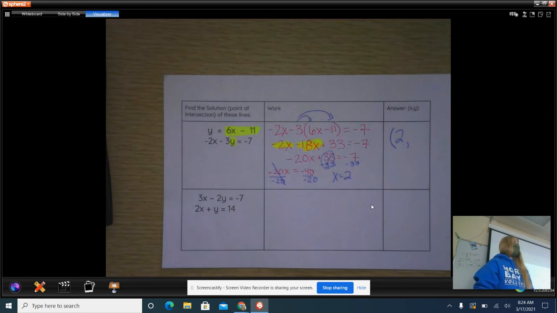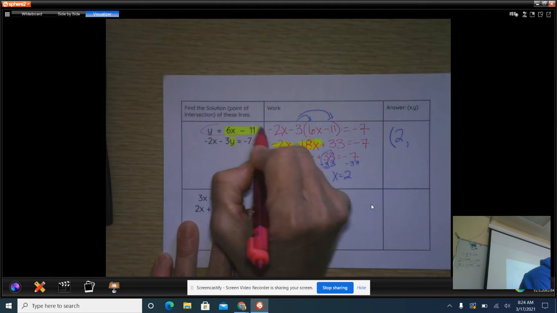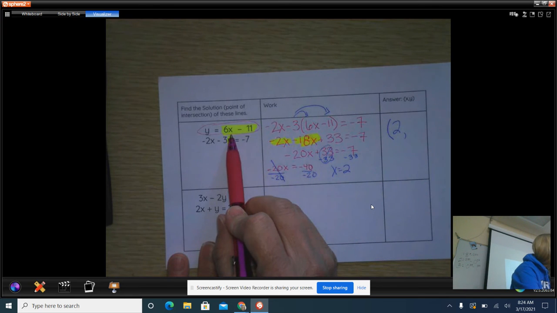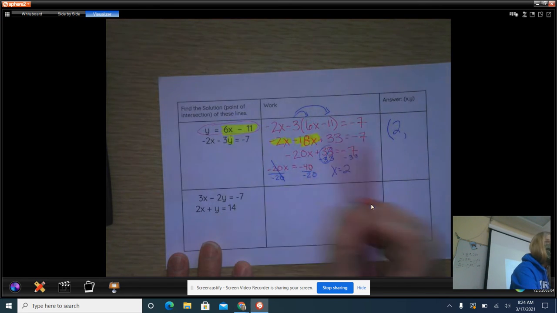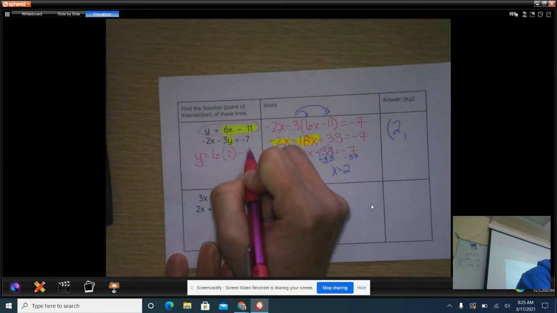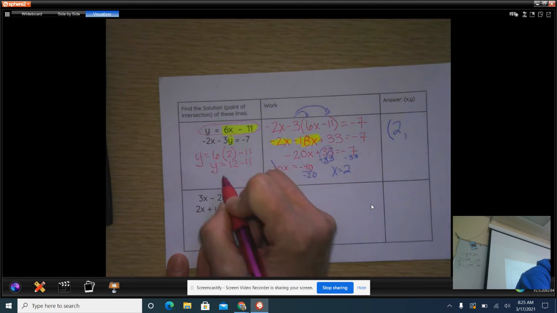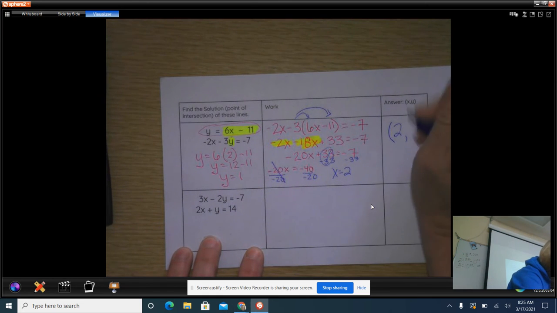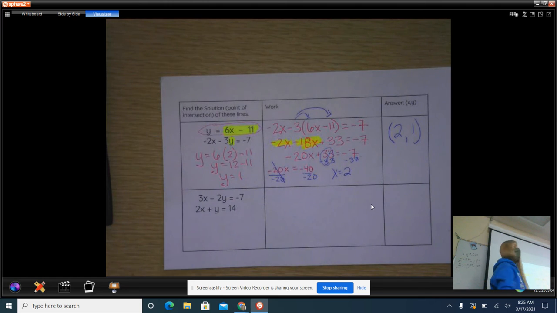Now I'm halfway there. I know it's going to be somewhere at 2 on the x-axis, and now I need to find the y. Conveniently, my first equation already has my y isolated. And so I'm simply going to plug in 2 for x because I know that that is what x is equal to. So I'm going to have y is equal to 6 times 2 minus 11. y is equal to 12 minus 11. y is equal to 1. So I know that my y is going to be 1. So my answer is the ordered pair 2, 1 for that first problem.